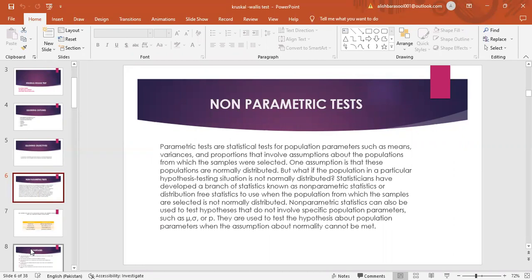But what if the population in a particular hypothesis testing situation is not normally distributed? Statisticians have developed a branch of statistics known as non-parametric statistics or distribution-free statistics to use when the population from which the samples are selected is not normally distributed. Non-parametric statistics can also be used to test hypotheses that do not involve specific population parameters such as mu, sigma, and p. They are used to test the hypothesis about population parameters when the assumptions about normality cannot be met.